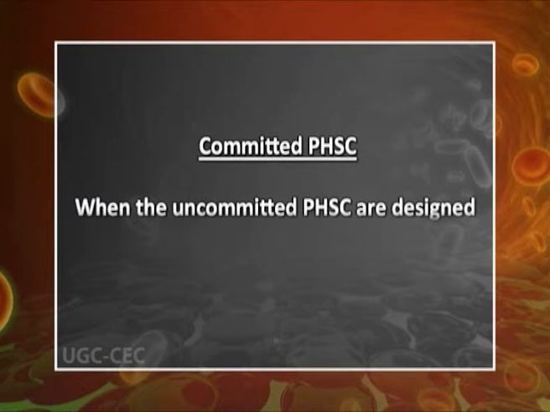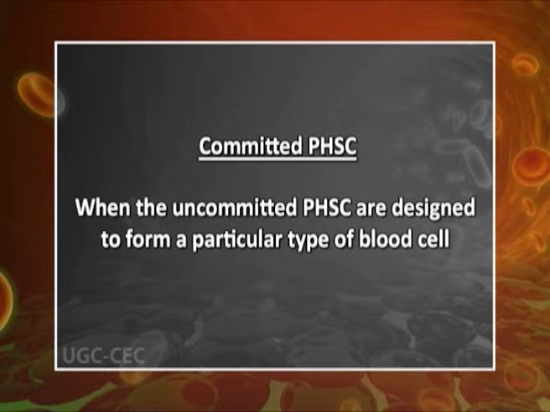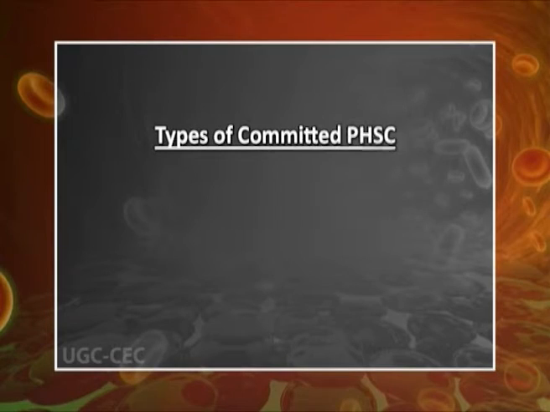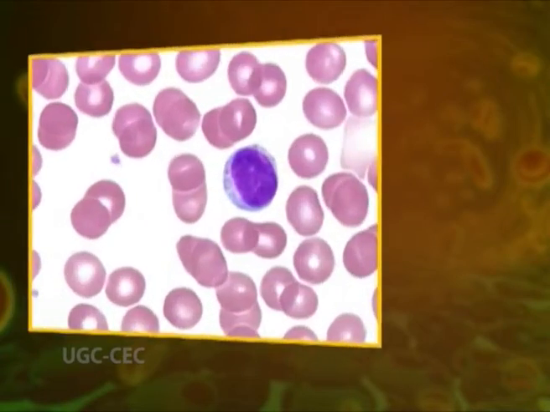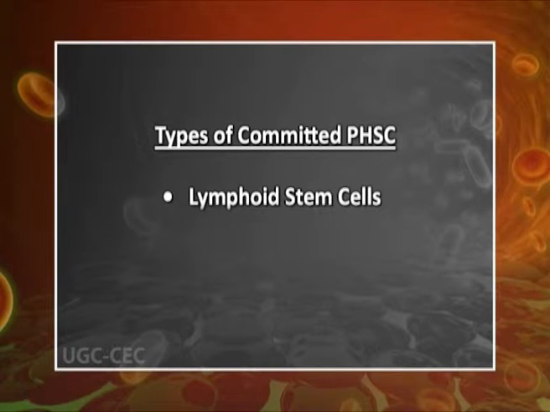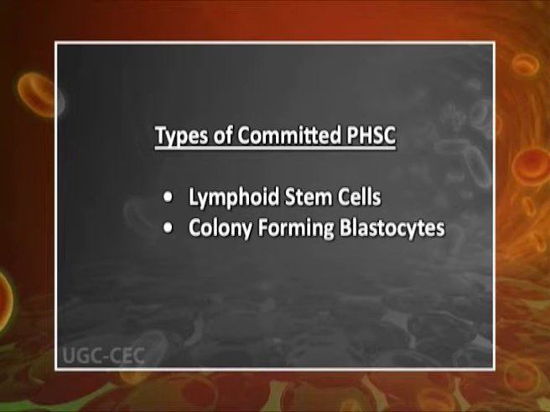When the cells are designed to form a particular type of blood cell, the uncommitted PHSC are called committed pluripotent hemopoietic stem cells, defined as cells restricted to give rise to one group of hemopoietic cells. The committed PHSC are of two types. First, lymphoid stem cells, which give rise to lymphocytes and natural killer cells. Second, colony-forming blastocytes, which give rise to myeloid cells. These are blood cells other than lymphocytes. When grown in cultures, these cells form colonies, hence the name colony-forming blastocytes.